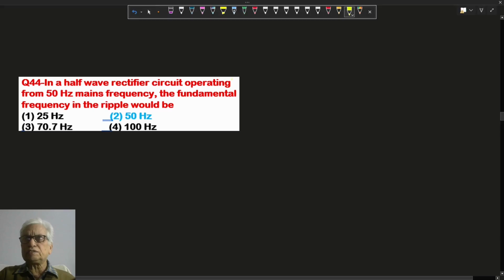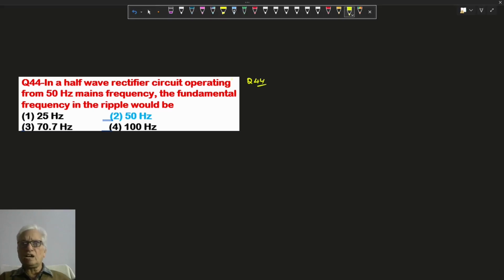Option 3. In question 44, in a half wave rectifier, the frequency of input AC is the frequency of output DC. So frequency remains the same in a half wave rectifier. So option 2 is correct. In full wave, frequency will be double.